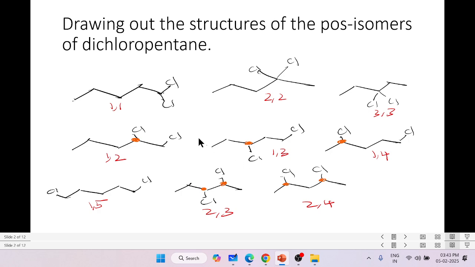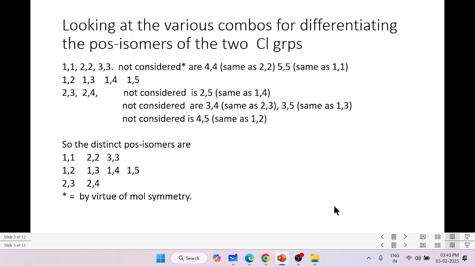So the position isomers are as follows: 1,1, where both the chlorine atoms are on carbon 1, then 2,2, 3,3, 1,2, 1,3, 1,4, 1,5, 2,3 and 2,4. Okay, how do we get this? See, 1,1, 2,2 and 3,3 are legit isomers, but 4,4 and 5,5 are not, because 4,4 is the same as 2,2 and 5,5 is the same as 1,1.